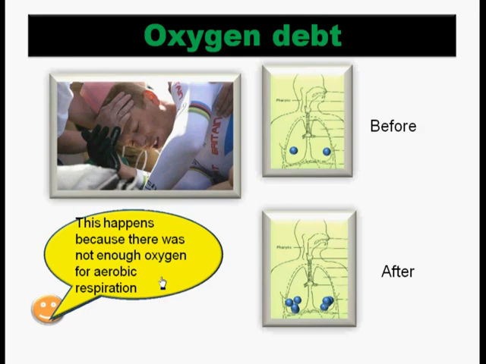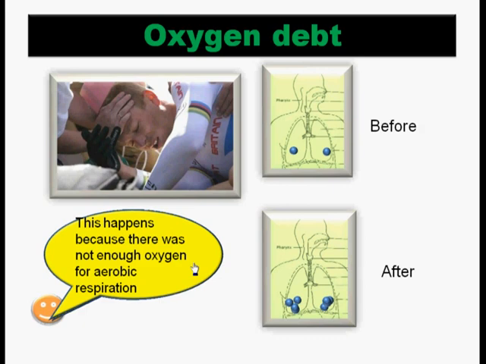Now guess what? The time when you have money, that is when everything is normal, and that is the stage right here when you're breathing slowly. But when you don't have the money, you start going all over the place to beg for money because you have some debts to pay. You follow now? Your money in this case is oxygen. So think about it now. This happens because there was not enough money. You follow now? So this happens because there was not enough oxygen for aerobic respiration.